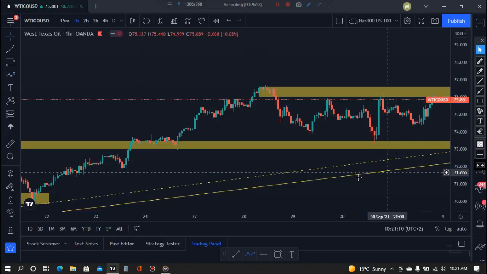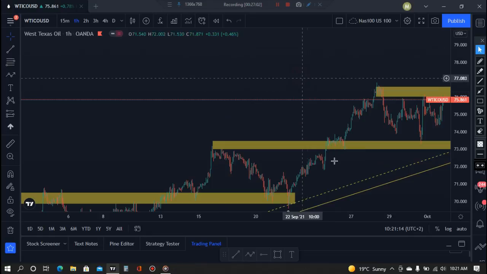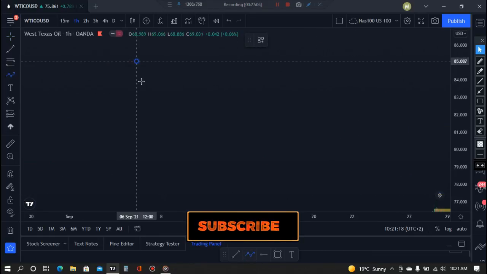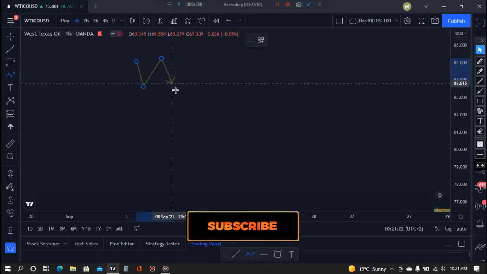Oh shit, sorry. Let me just start there again. I just double clicked, then the market just moved. So let's see, the market will create something like this.